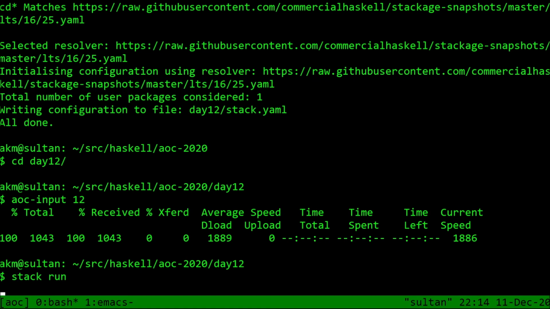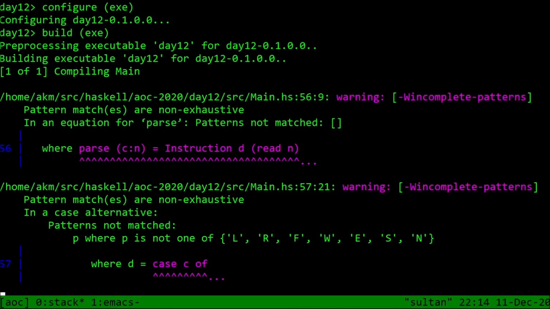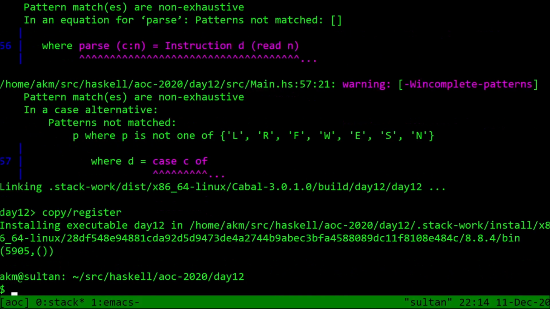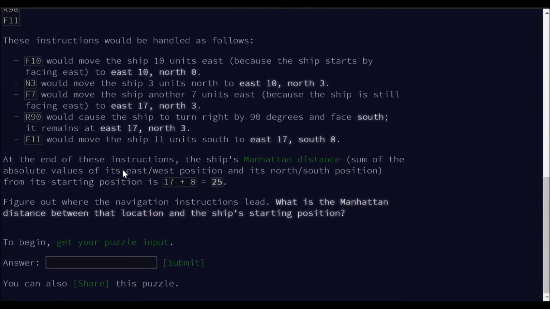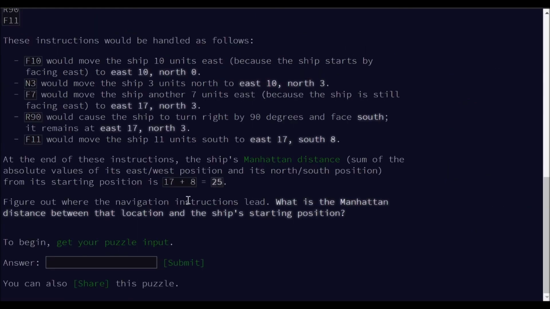Stack run? Come on, hit me with a working program. 59.05. It's a number. I'll take it. Just make sure I got everything right here. Absolute distance. Distance between wherever it started. Okay. It's not the right answer. Too high. Okay. Fair enough.